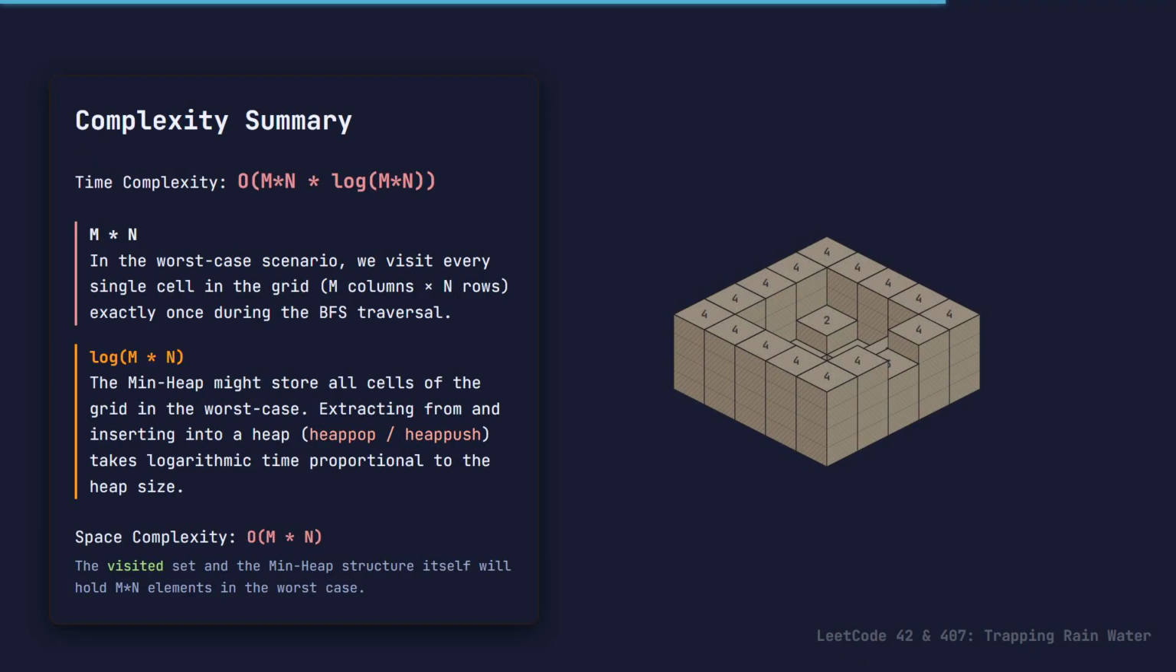Let's talk about complexity. Since every cell is pushed into the heap exactly once and extracted exactly once, our time complexity is strictly bounded by O(m times n log m times n). As for space complexity, the heap and our visited set will scale linearly with the grid size, giving us O(m times n) auxiliary space. It's an incredibly robust and efficient way to process 3D structures.